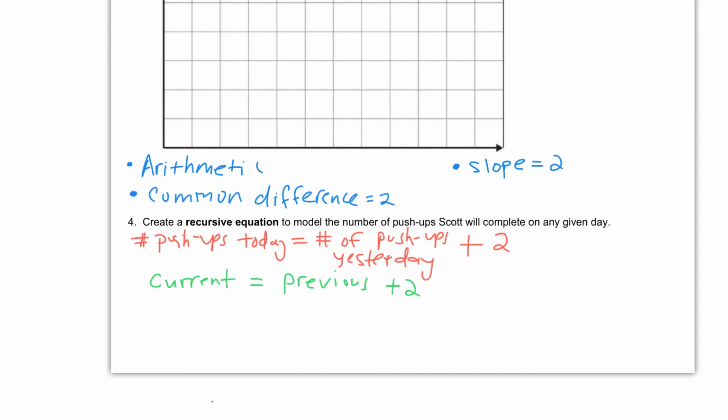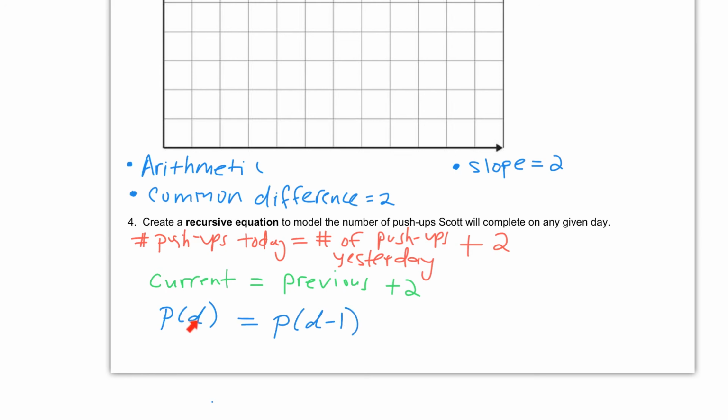And then we want to take those words and we want to be able to write that in our function notation. Remember, we use those variables d for number of days, p of d for our number of push-ups. So if we wrote this in function notation, our current number of push-ups, so the number of push-ups we labeled as p of d, is equal to that previous term. That means we want the number of push-ups yesterday. We would have to take p of d minus 1.